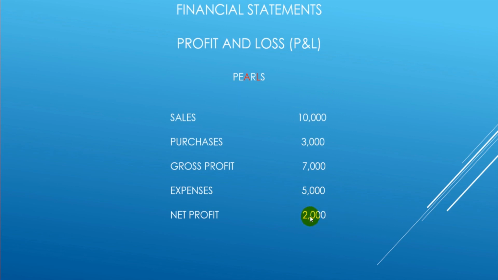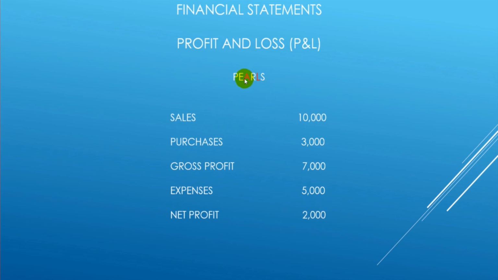Now if you want to be clever, you can say that the net margin is 20%, which means what percentage of a sale is profit. So 2,000 is 20% of 10,000. And that's the basics of a profit and loss statement. It's the purchases, expenses, revenue, and sales laid out. Sales, purchases, expenses gives us our profit.